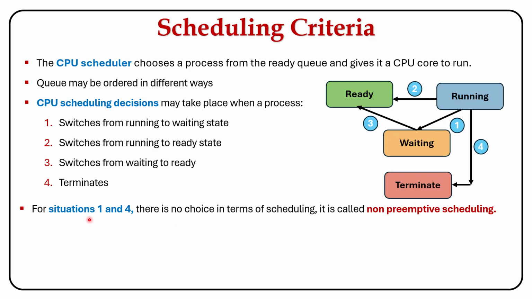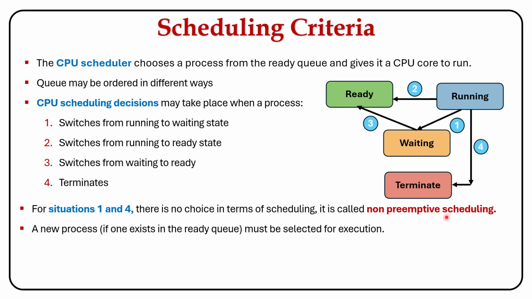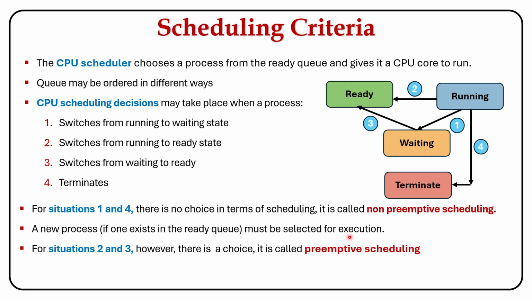For situations 1 and 4, there is no choice in terms of scheduling. It is called non-preemptive scheduling. A new process must be selected for execution. For situations 2 and 3, however, there is a choice. It is called preemptive scheduling.